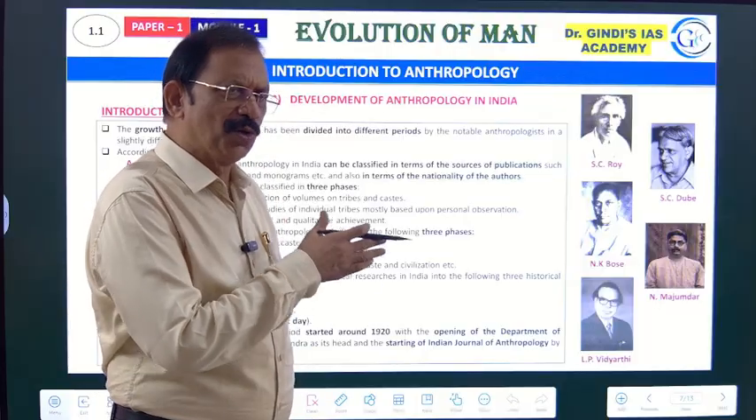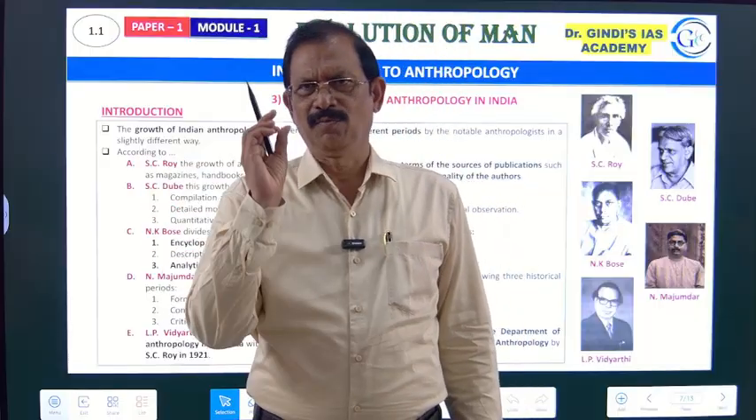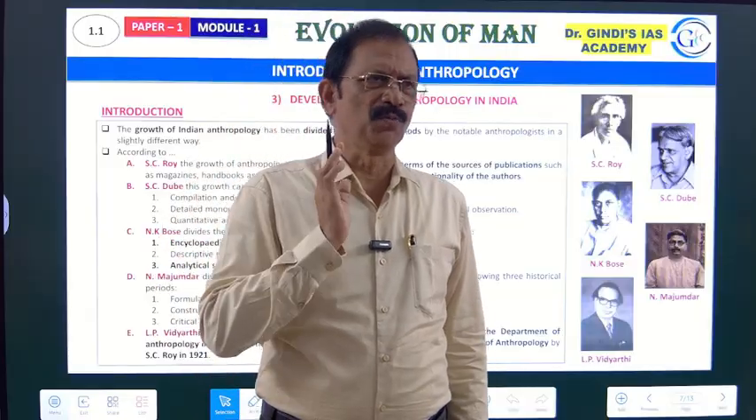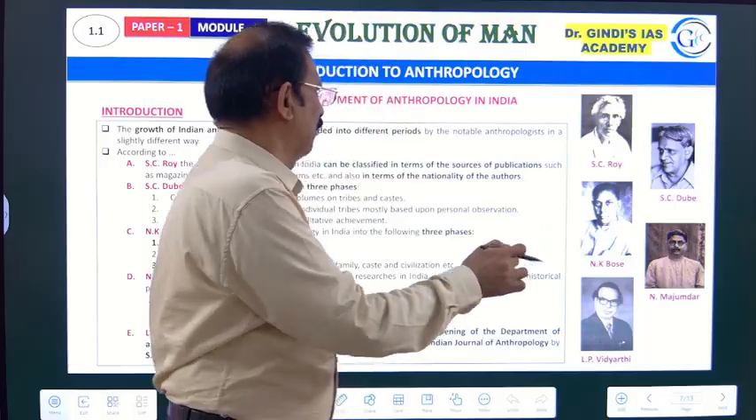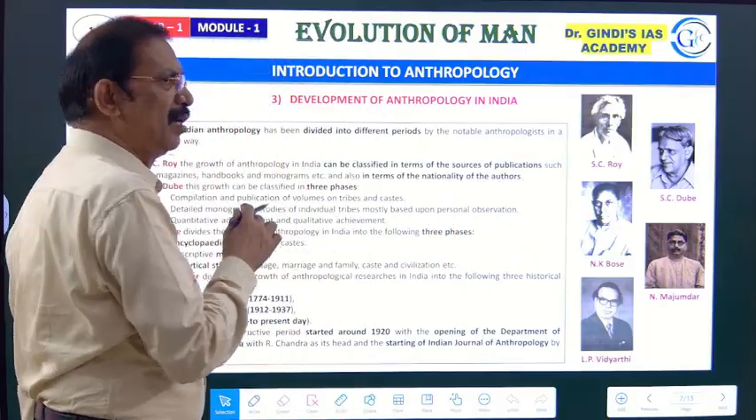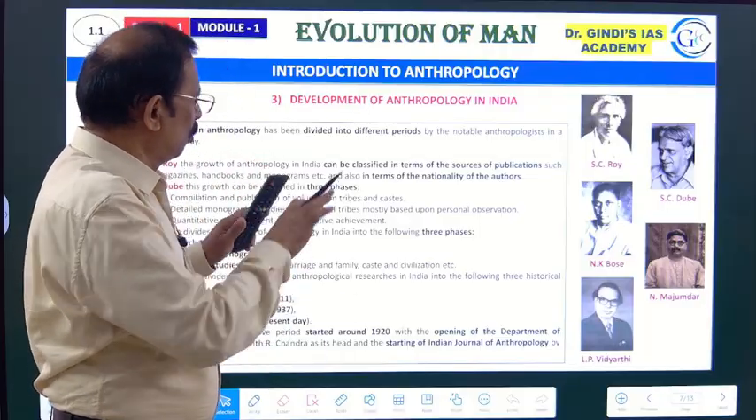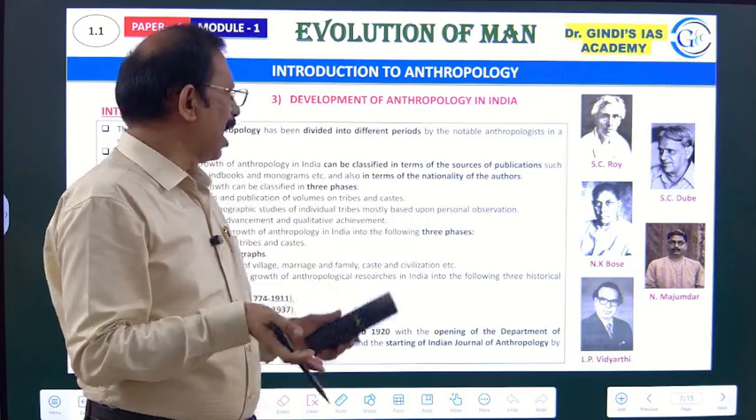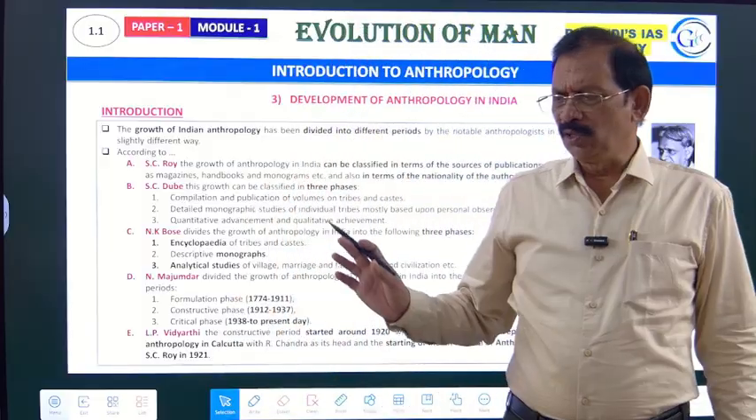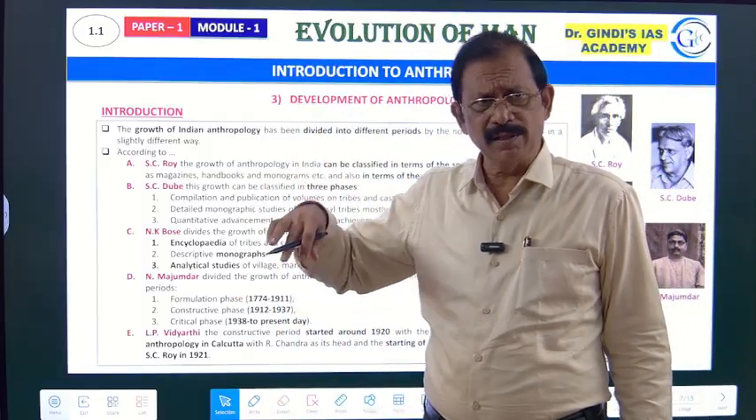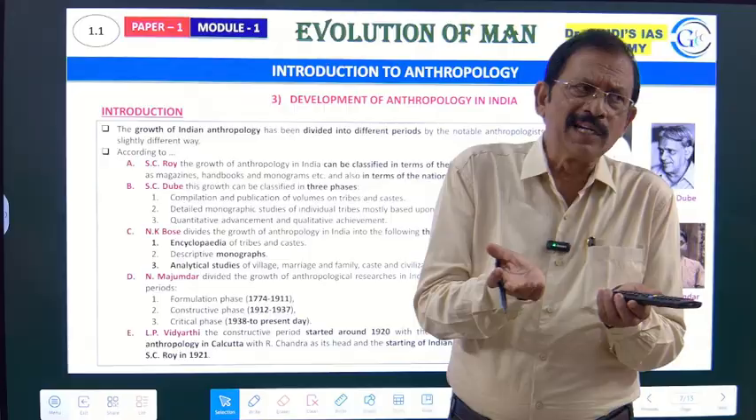Already explained. So how did the growth of anthropology start? With the publication of monographs. Monographs means on single aspects, they published books. So based on the sources of publications, maybe magazines or handbooks, like this we have divided. Otherwise, in terms of nationality: whether these magazines were published by Britishers or by Indians. Like this, another classification we can give.